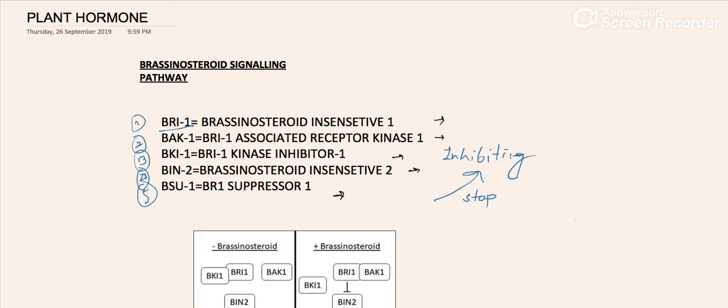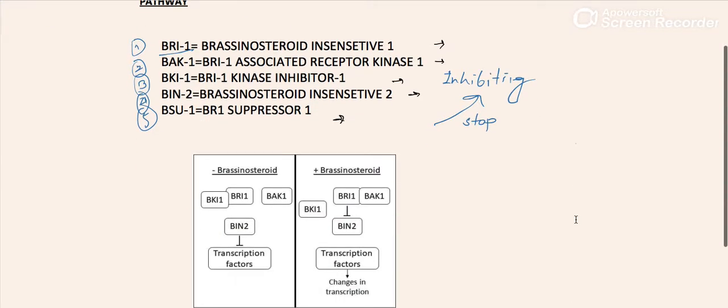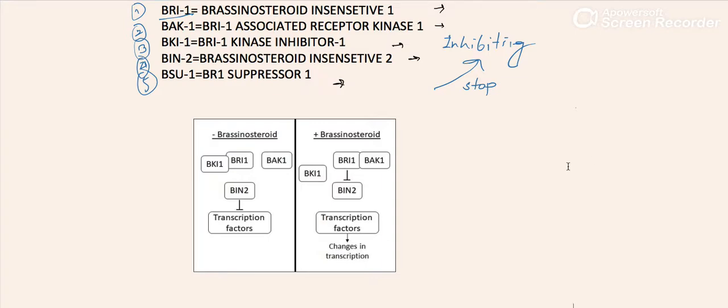So here is a very simplified picture from where you can easily say that in the absence of brassinosteroid, where there is no brassinosteroid, the BKI1 part and the BRI1 part, the first and third parts, remain attached, but the kinase part remains detached from brassinosteroid insensitive 1. That's why they cannot stop BIN2, and the transcription factor remains inactivated by BIN2. So the signaling cannot occur in this phase.